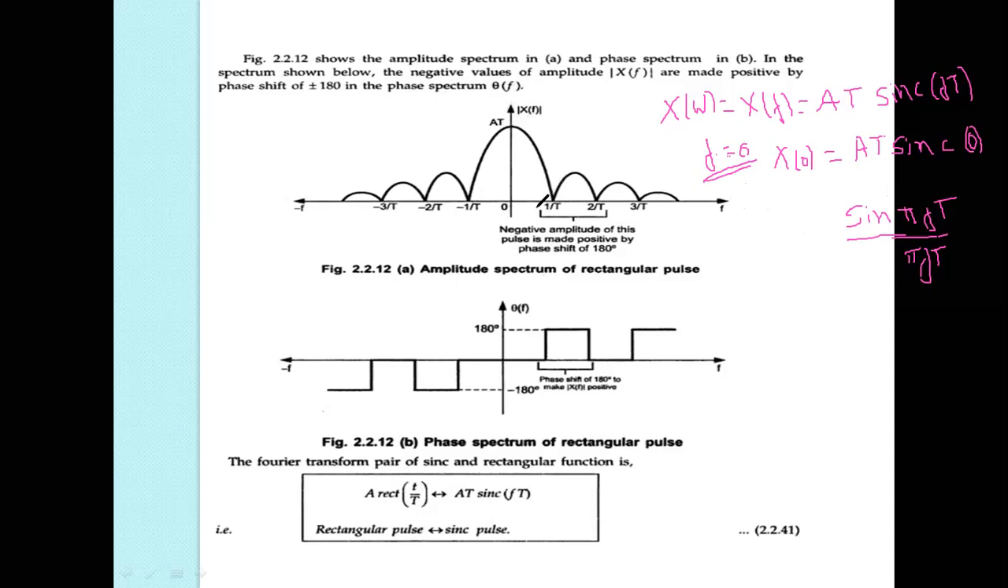Slowly it decreases and it becomes 0 when f is equal to 1 by t, my dear students. For every multiple of 1 by t, 2 by t, 3 by t, and so on, it goes to zero, and slowly its amplitude is also decreasing. When f is equal to 1 by t, X(f) becomes A t sinc(f t). What is f here? 1 by t, so 1 by t into t, the t gets cancelled. The sinc 1.